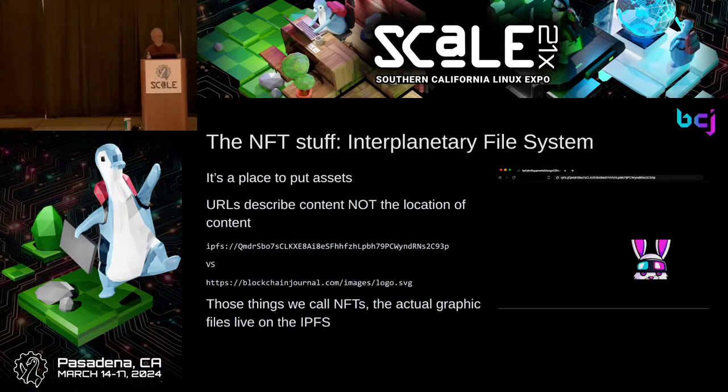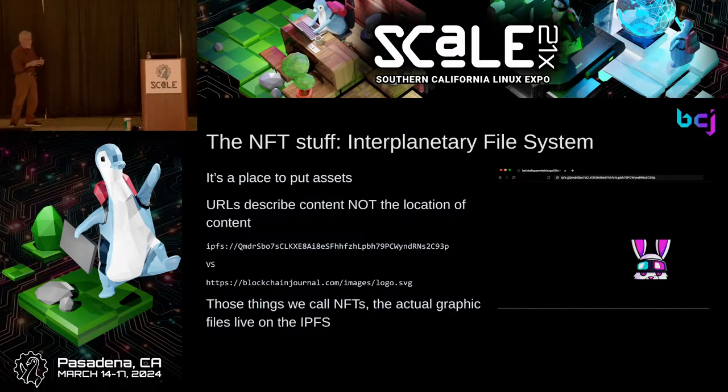All right. So in order to understand non-fungible tokens in a DLT environment, we need to understand a thing called the InterPlanetary File System. Does IPFS resonate for anybody here? Okay, good. I have an opportunity to make another contribution. The InterPlanetary File System is a distributed ledger, but the distinction between a regular file server and the InterPlanetary File System is that the URI describes the content, not the location.